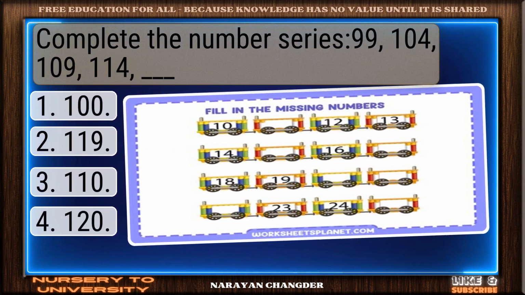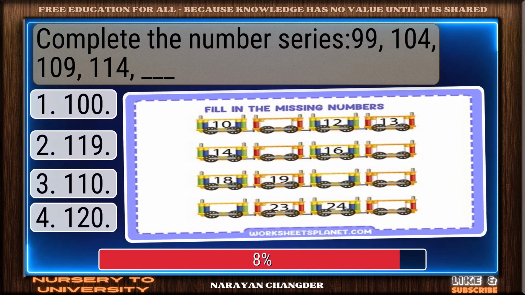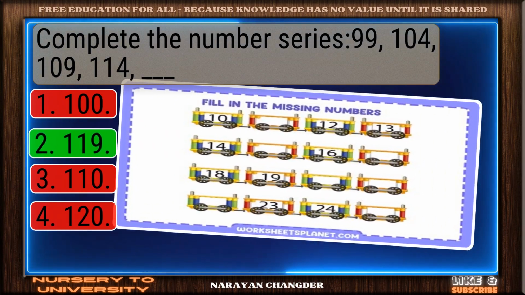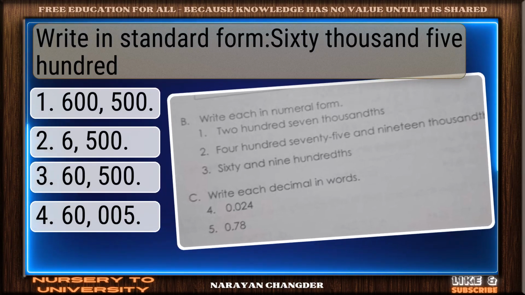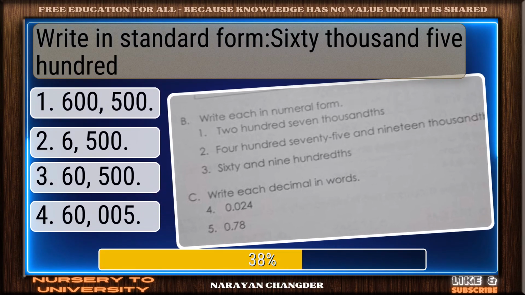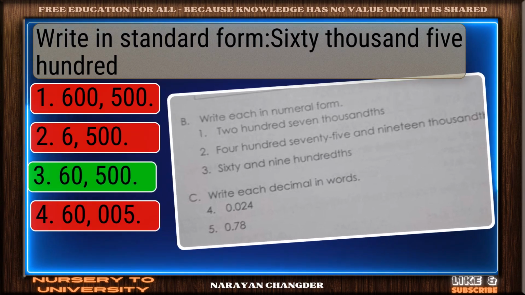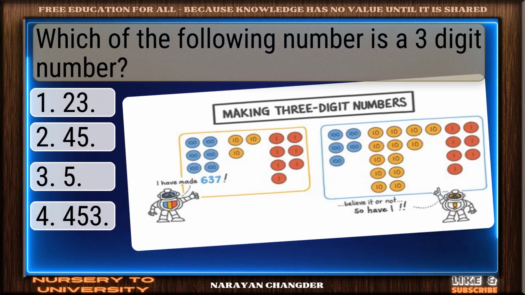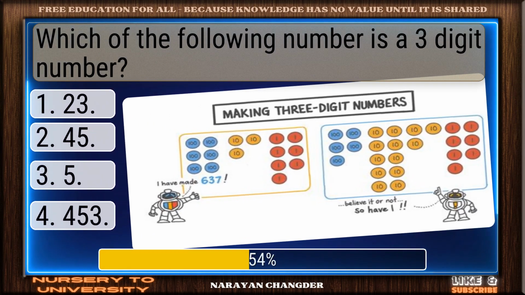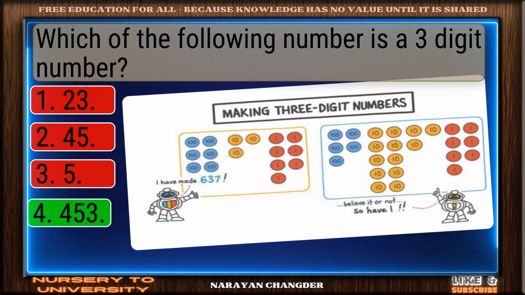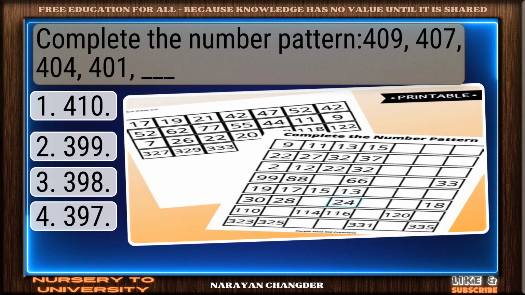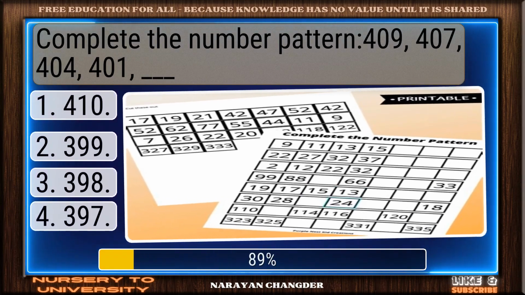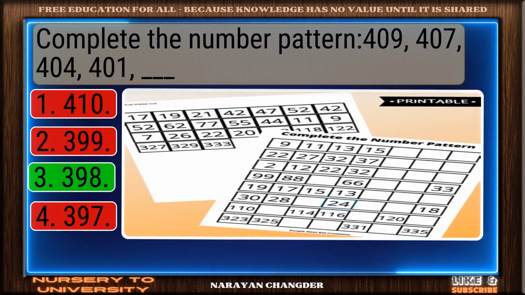Complete the number series: 99, 104, 109, 114, dash. Correct response. 119 is the most accurate answer. Write in standard form 60,500. Well picked. 60,500 is the correct answer. Which of the following numbers is a 3-digit number? You chose 453, and it is correct. Complete the number pattern: 407, 404, 401, dash. Well done. 398 is the right choice.